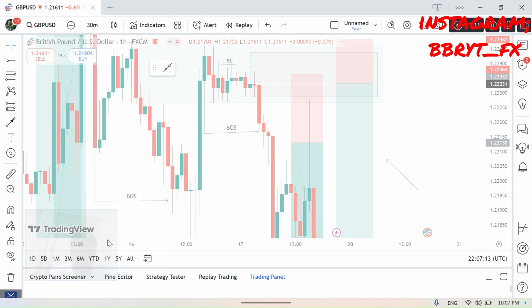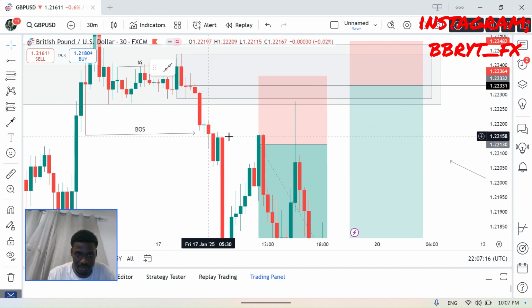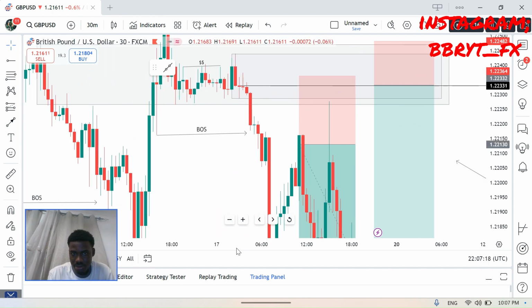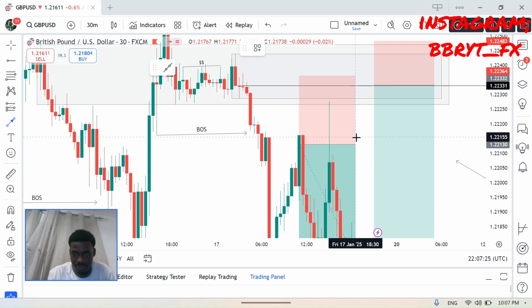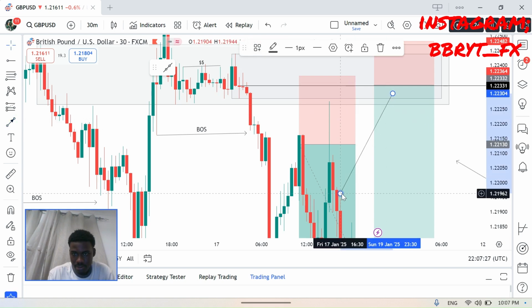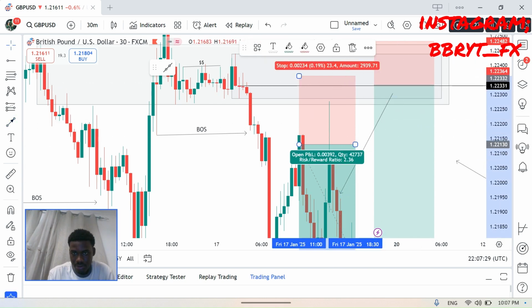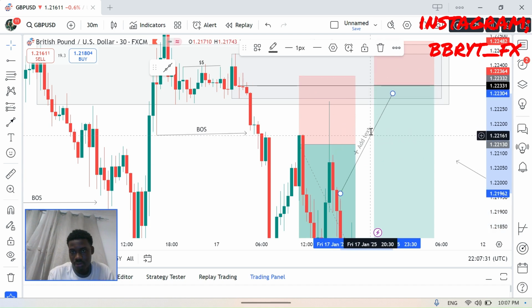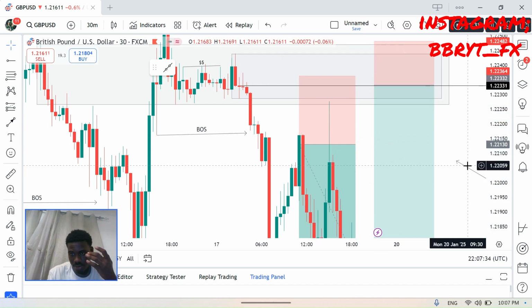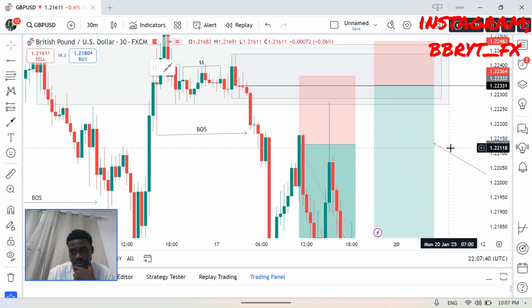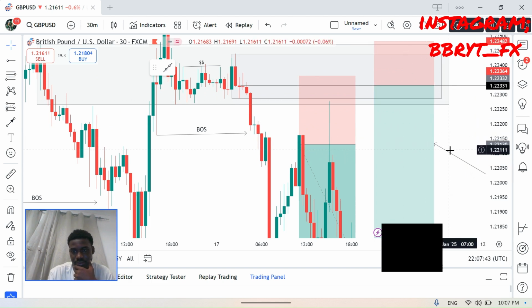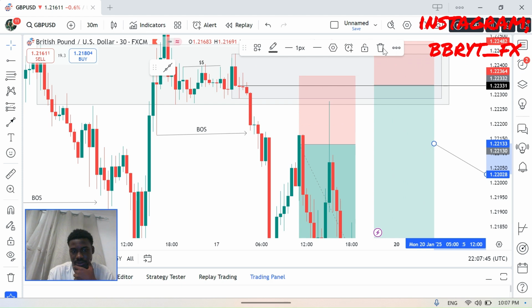Let's see. Yes, on the 30 minute, as soon as price broke it, this was the zone I was willing to buy from. This right here. Oh, sorry. This zone. This is where I was willing to buy from. But it never happened. So yeah, that's about all the trades I took.